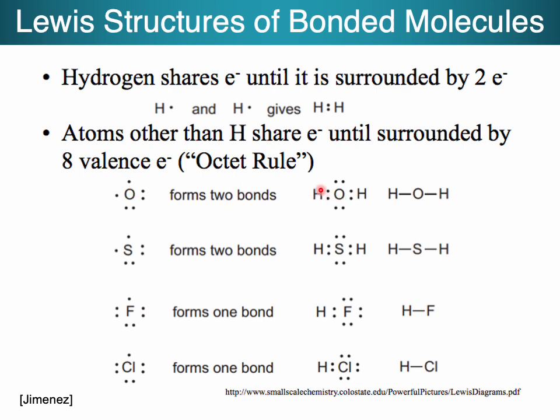And so for instance, if they share electrons with hydrogen to form H2O, you can see the Lewis structure would be like this. So on each side, you have one hydrogen atom sharing its electron with oxygen. This hydrogen atom is also sharing its electron with oxygen.